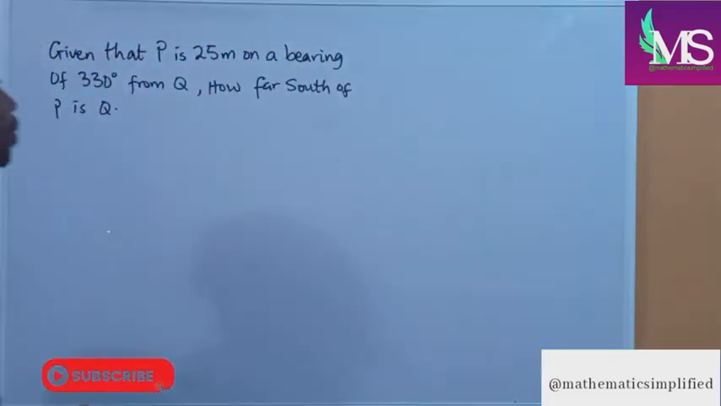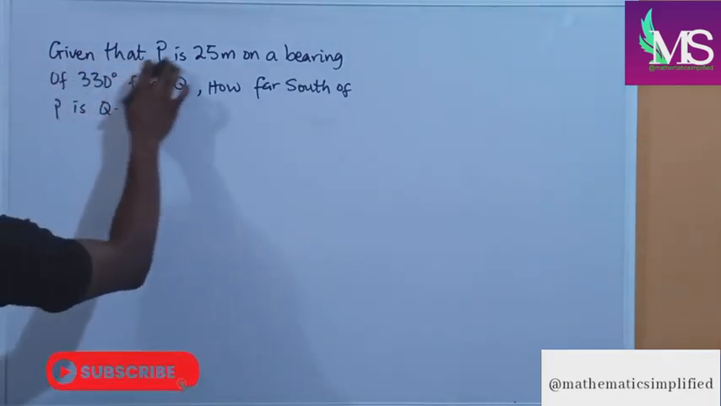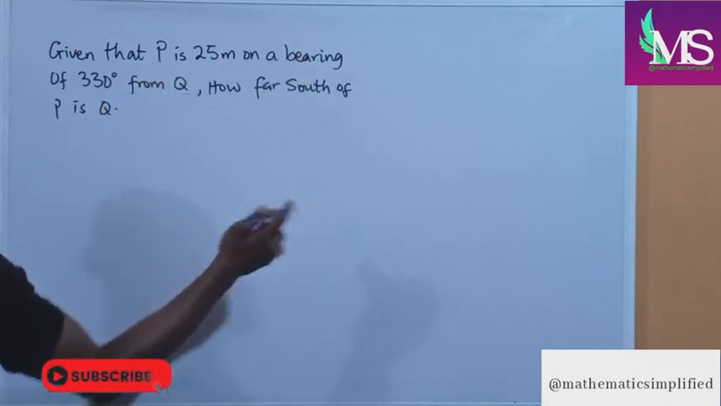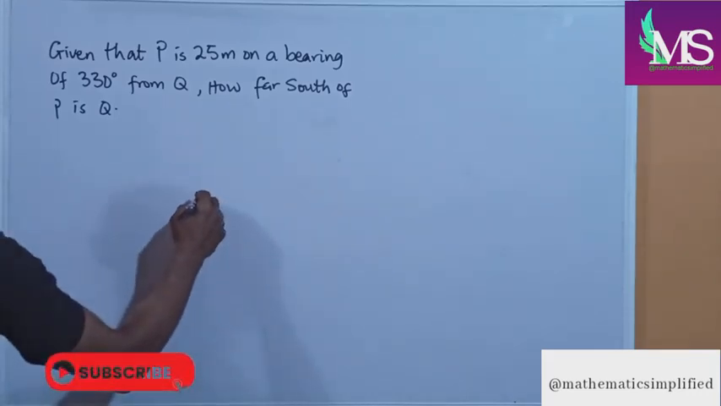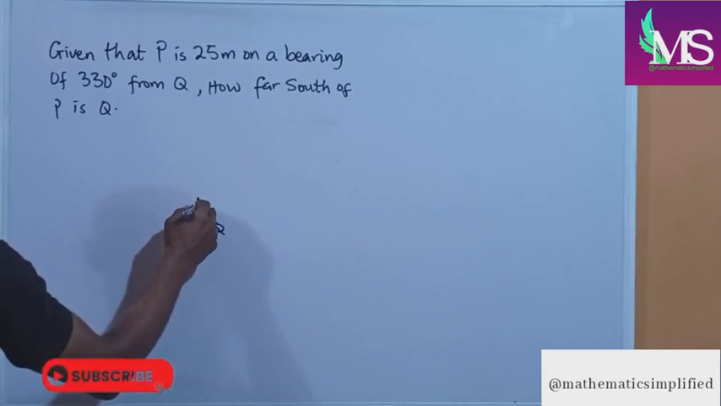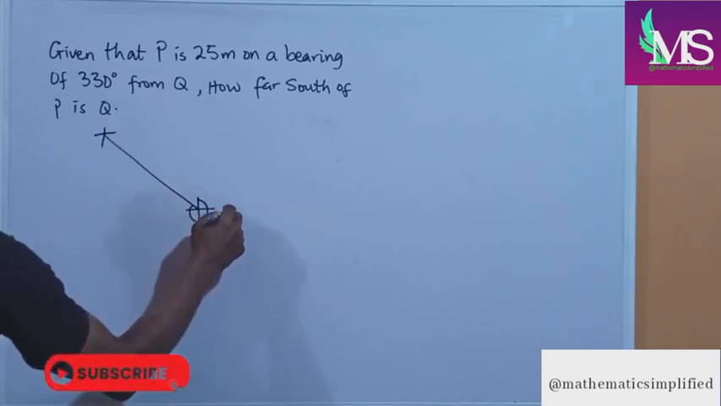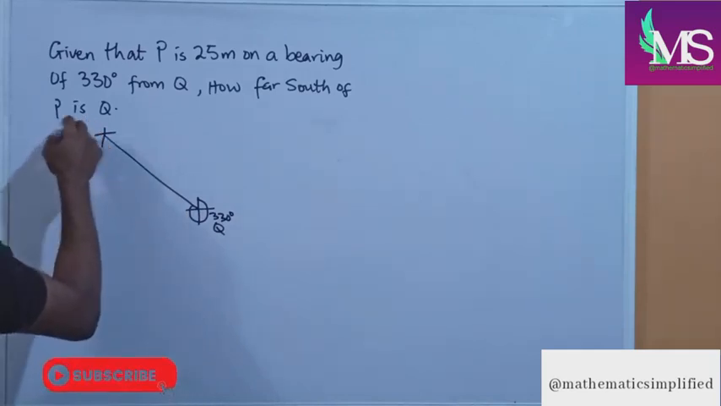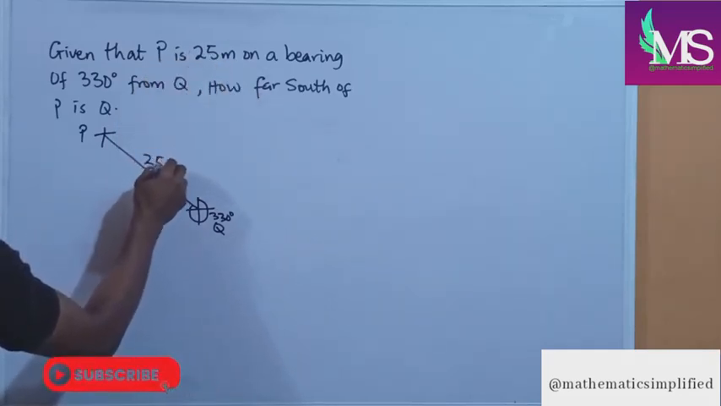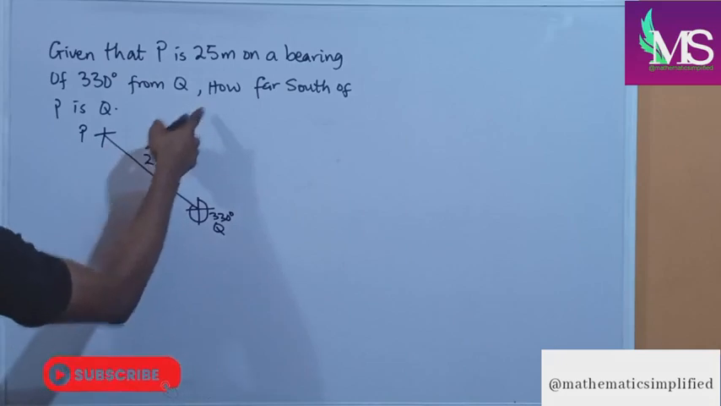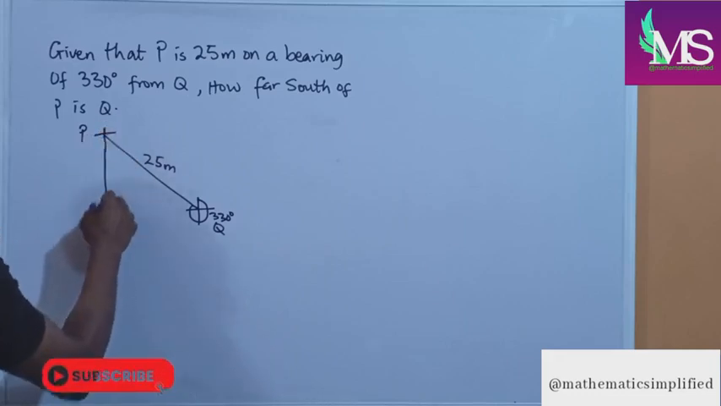Now, this question talks about bearing and distance. So if you're looking at our statement, it says that P is 25 meters on a bearing of 330 from Q. So that means from Q, this is our point Q. So we calculate 330, which comes into this quadrant. Okay, so this is 330 degrees from Q, and this is our position P. Now the statement says P is 25 meters from Q. How far south? So when we talk about how far south, that means we're talking about this.